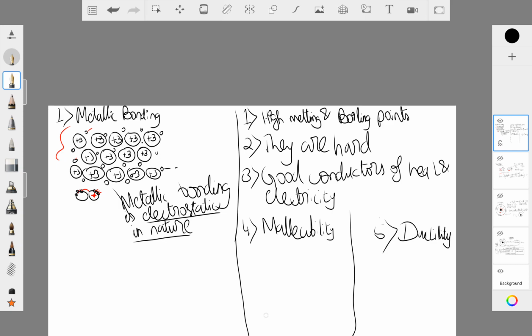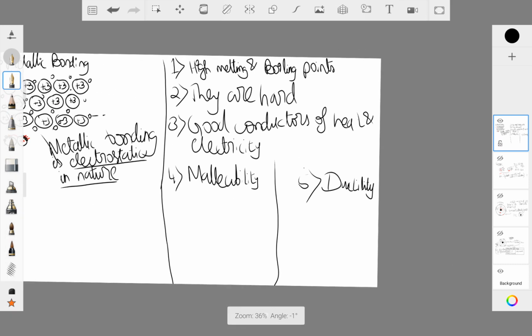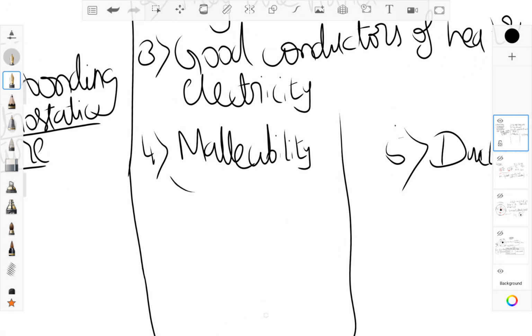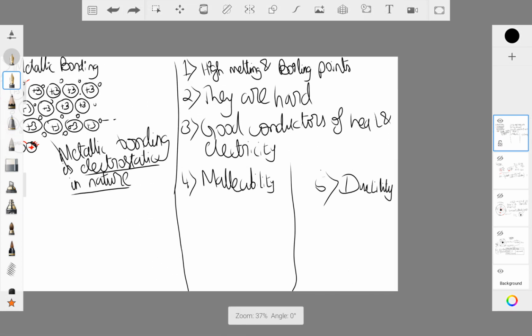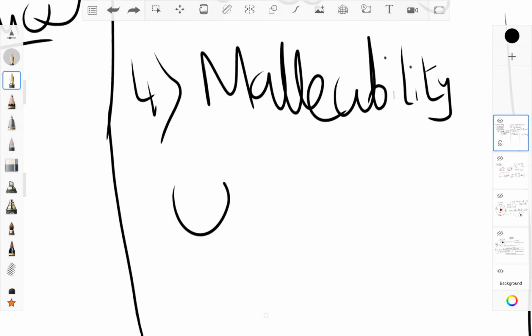Metals are hard. Most metals are hard because of the electrostatic nature of metallic bonding. I think that's simple. And also metals are good conductors of heat and electricity due to the presence of free or delocalized electrons to carry energy throughout the metal lattice. That requires some explanation, and that's a pretty niche one. Malleability. This is going to be a little weird to explain, so stay with me here.